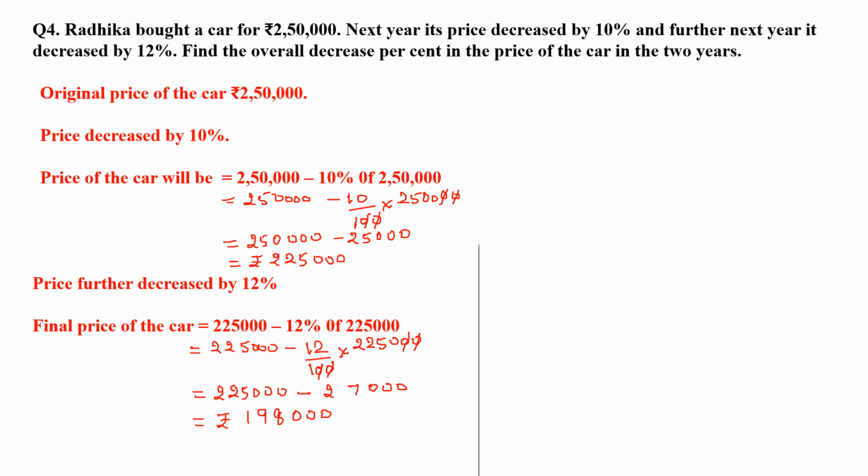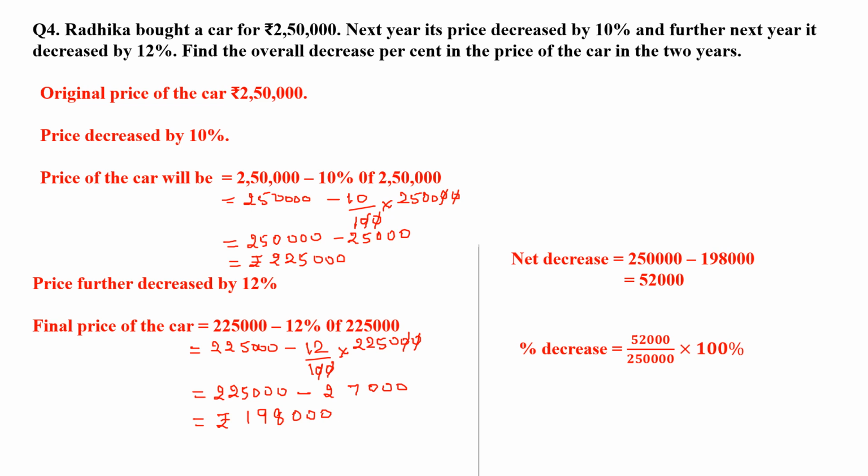So this is the price of the car now. Okay, this is the final price. Now what you have to find? Find the overall decrease percent in the price of the car in 2 years. So in the beginning, the cost was 2,50,000. Now it is 1,98,000. So what is the net decrease? The net decrease will be 2,50,000 minus 1,98,000 and it will give you 52,000. And then you have to find the percentage also. So percentage will be net decrease divided by the original cost multiplied by 100.